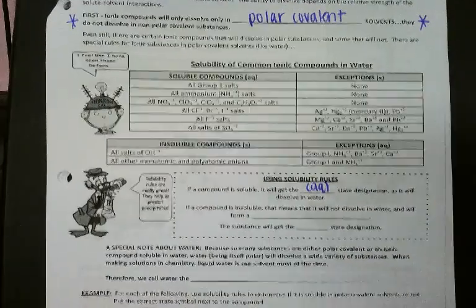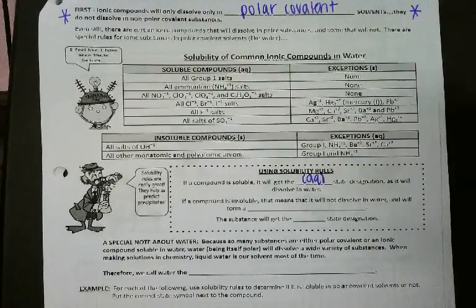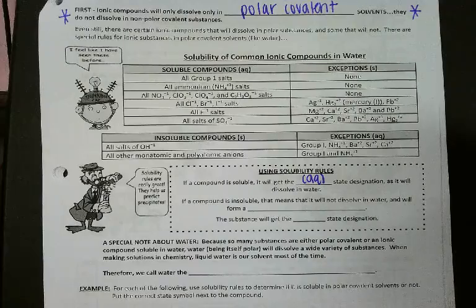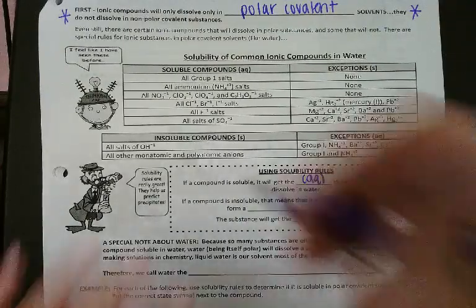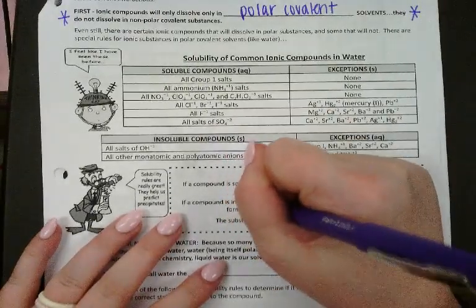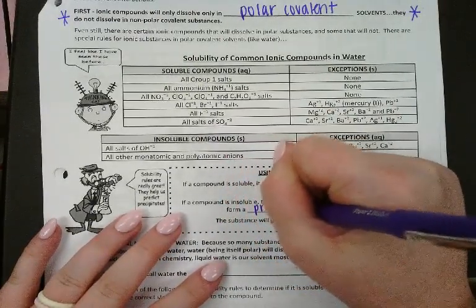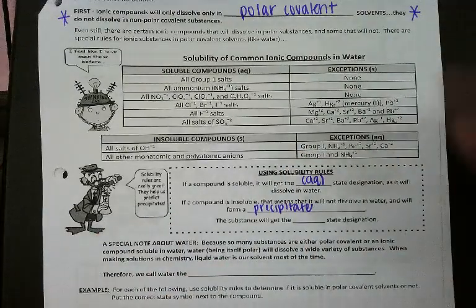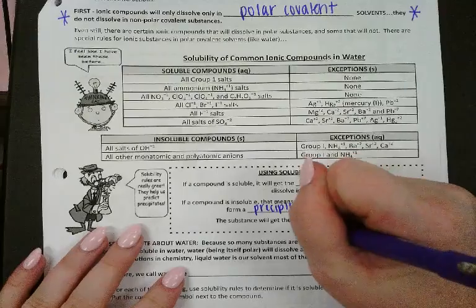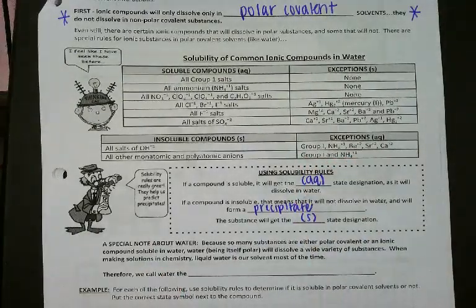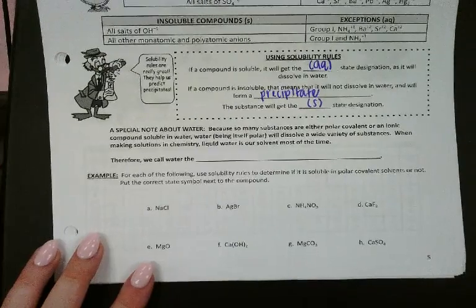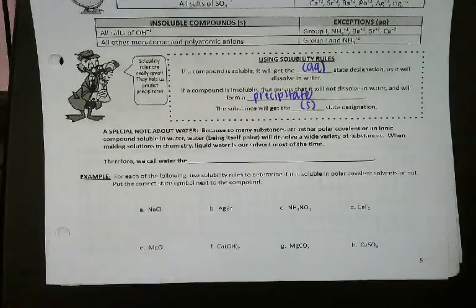If a compound is insoluble, that means that it will not dissolve in water, and it will form a what? Precipitate. I heard some of you say it. That substance, you will get an S designation, okay? A special note about water, and I talked about this earlier.